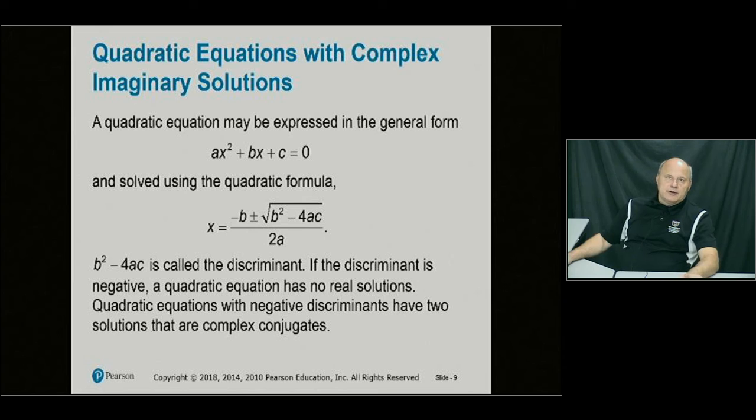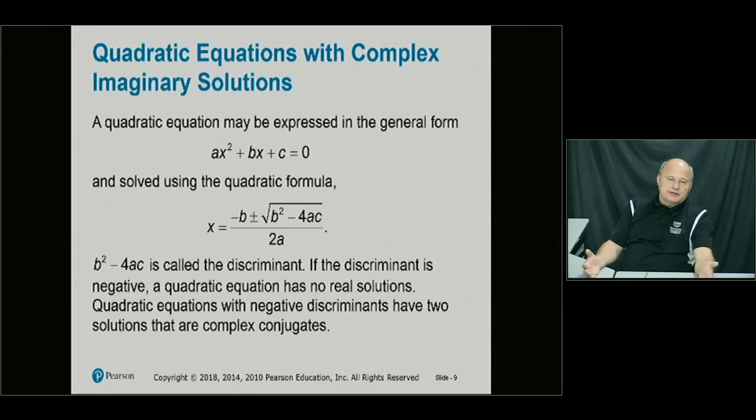Before, the discriminant, b squared minus 4ac, is called the discriminant, and if the discriminant was negative, the quadratic equation has no real solutions, meaning they're going to be complex. So when you have solutions to these equations, your solutions are either going to be real or complex, one or the other. Back in P7, they were real. Here in 2.1, they're most likely going to be complex.